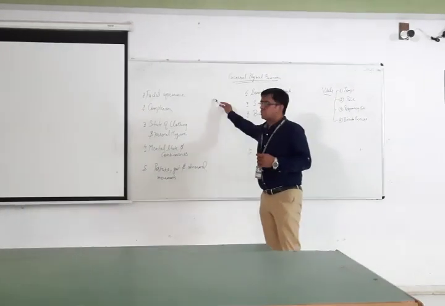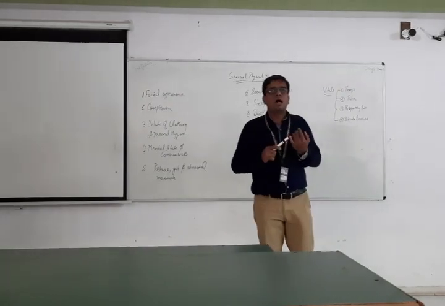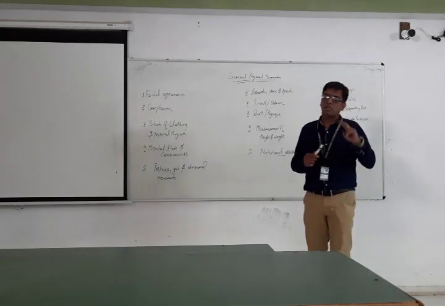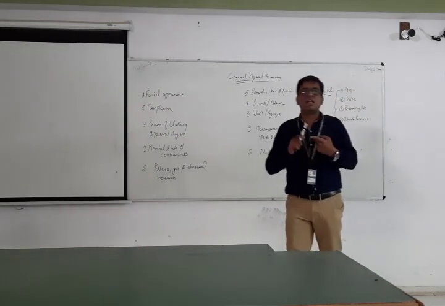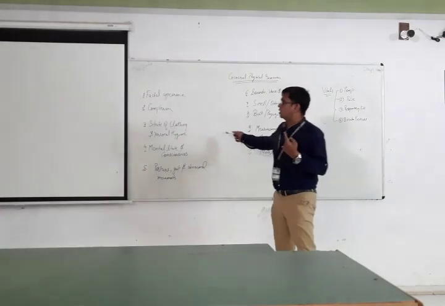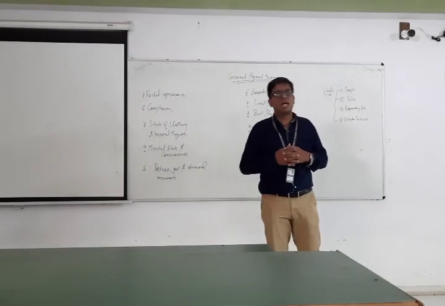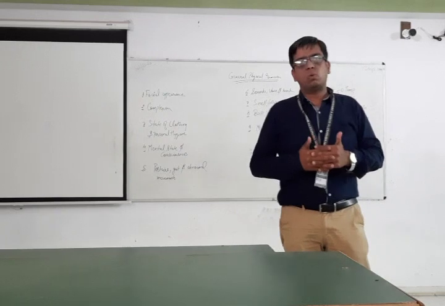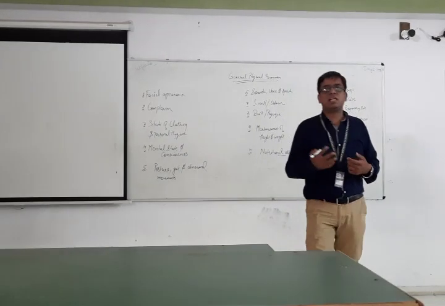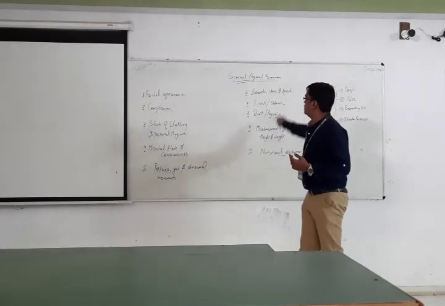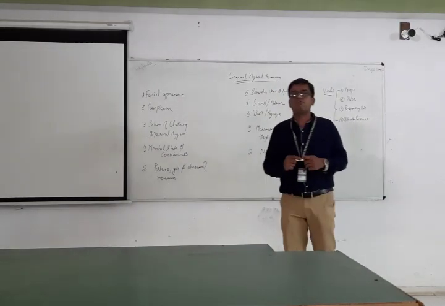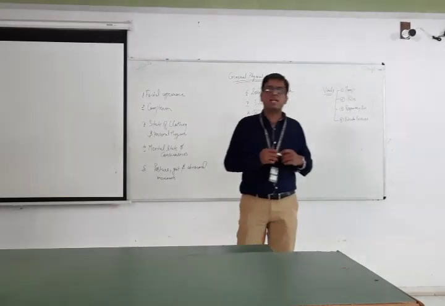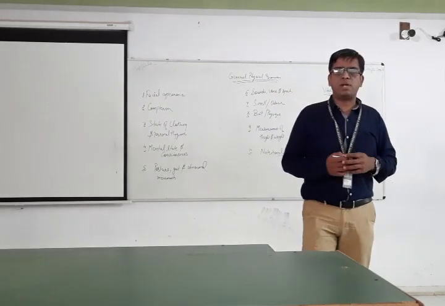We have discussed the facial appearance of the patient, then the complexion, which is of two types: fair and dark. The third is the state of clothing and personal hygiene. So, what type of clothes a patient is wearing, and also his personal hygiene or cleanliness, you have to observe in a general physical examination. The fourth step is that you have to check the mental state and consciousness of the patient.